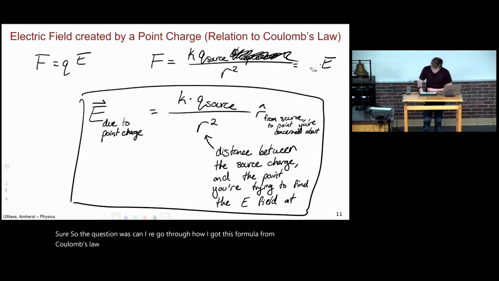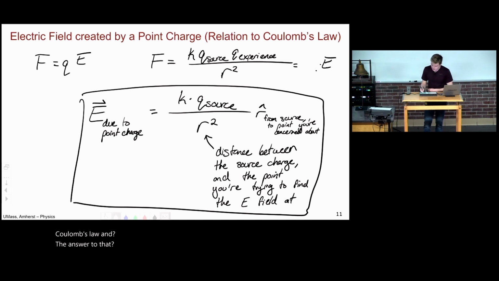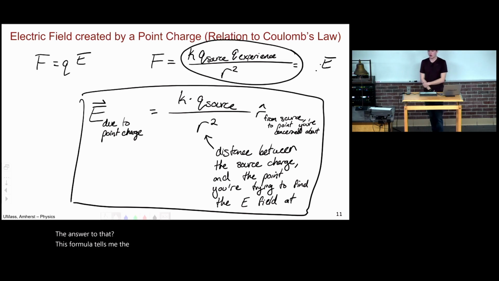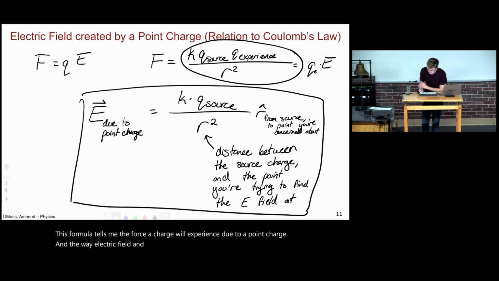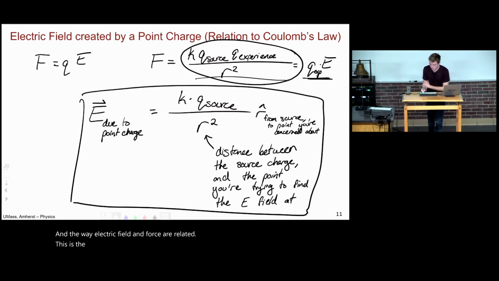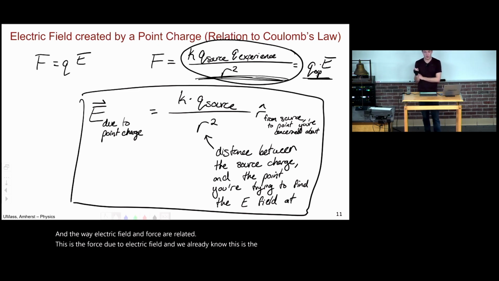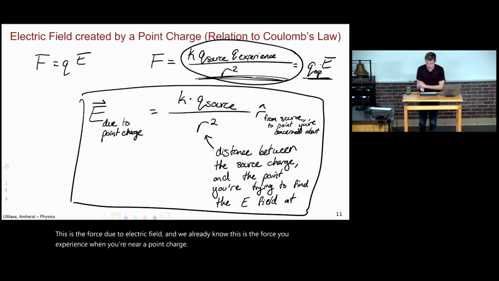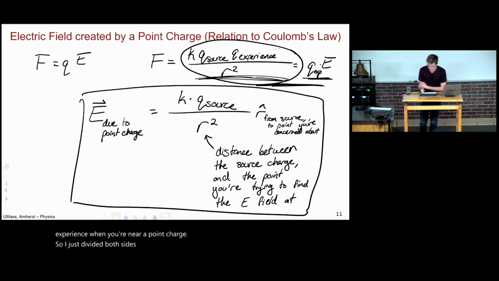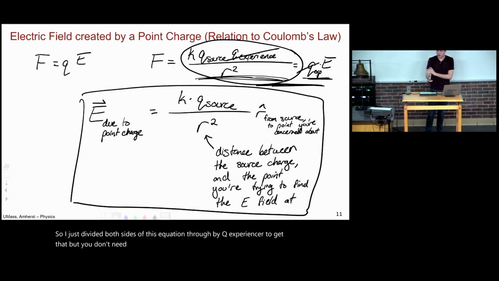The answer to that: this formula tells me the force a charge will experience due to a point charge. And the way electric field and force are related is, this is the force due to electric field, and we already know this is the force you experience when you're near a point charge. So I just divided both sides of this equation through by Q experiencer to get that. But you don't need to remember that derivation. You can just remember this formula for the electric field due to a point charge.